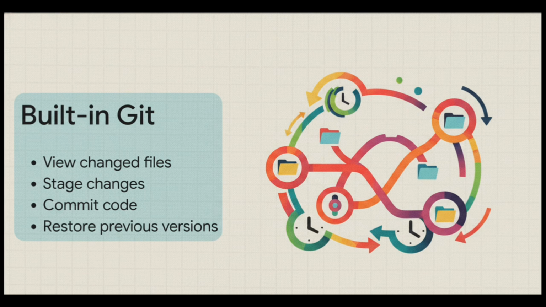This is massive. It lets you track every single change you make to your code over time. Right from the menu, you can see exactly which files you tweaked, stage those changes, commit them to save a major milestone, and crucially, safely restore previous versions if you accidentally break everything. It's quite literally a time machine for your project, sitting right there a click away.